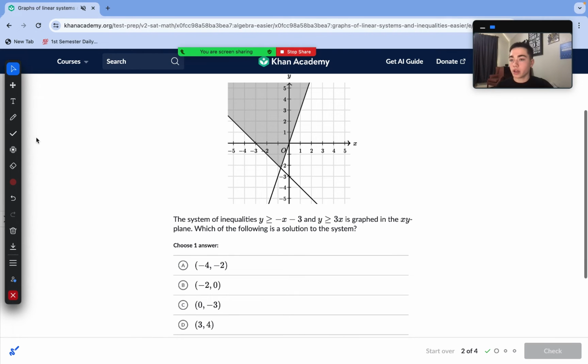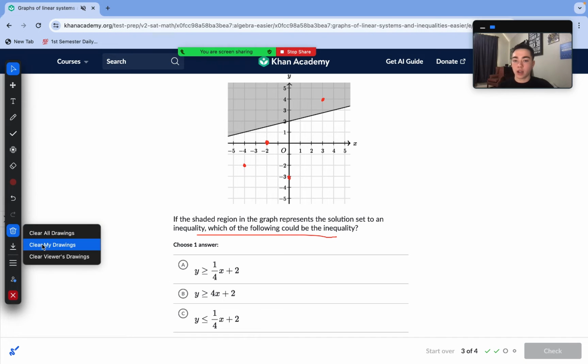Moving to this next question, we have a system of linear inequalities, and we are just trying to find the solution to the system. The solution to these graphs is to just find a coordinate pair that is in the shaded region of these two lines. Negative 4 comma negative 2 is over here, obviously not in the shaded region. Neither is 0 comma negative 3 or 3 comma 4, but with answer choice B, negative 2 comma 0, it is inside that shaded region, meaning it is a solution to this system.